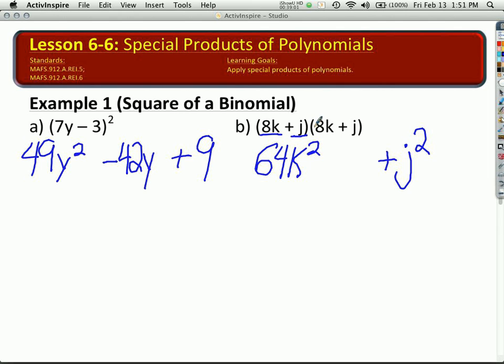What's the middle term? 16, and it doesn't really matter. You can do kj or jk. jk is alphabetical order. kj follows the pattern of the letters in the original. Doesn't really matter either way. Anyone have any questions? Any concerns? Any observations? Any theories?